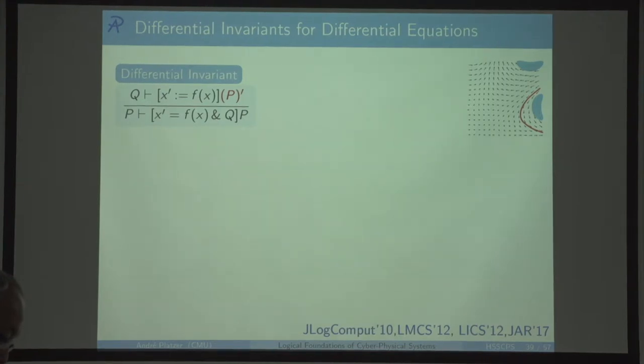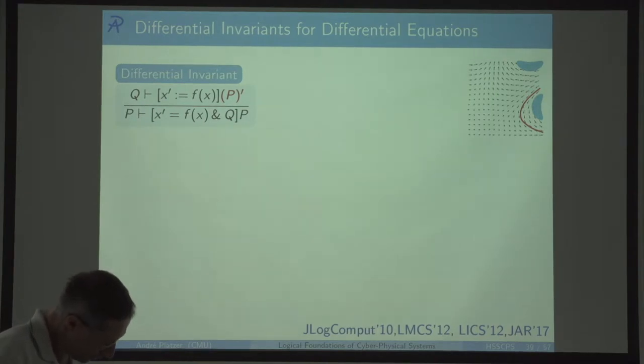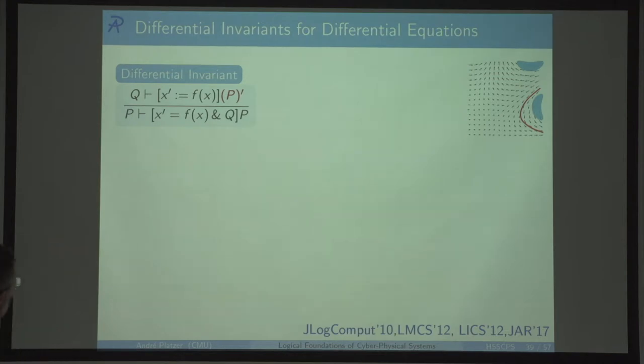Pictures are beautiful, but they don't end up in correct reasoning principles. So correct reasoning principles look like this. Here's a proof rule that says, in order to prove that P, if it was true before, it is true after, all we need to do is look at the differential of P. I should become more precise about defining that, but that's the shape of the proof rule, and I'll do that.